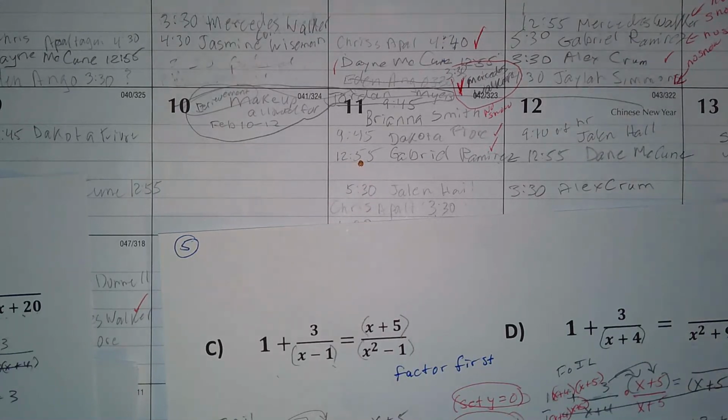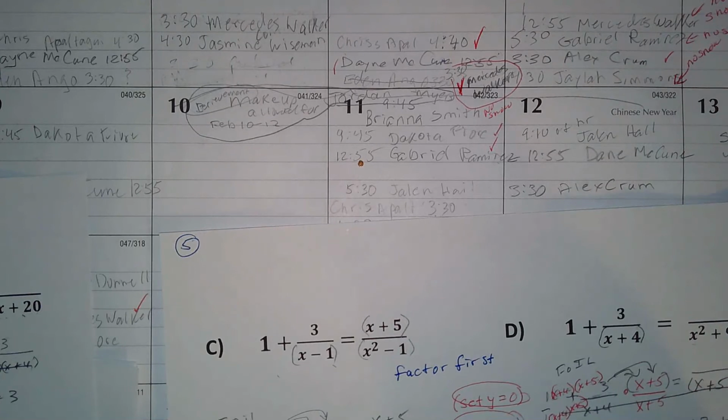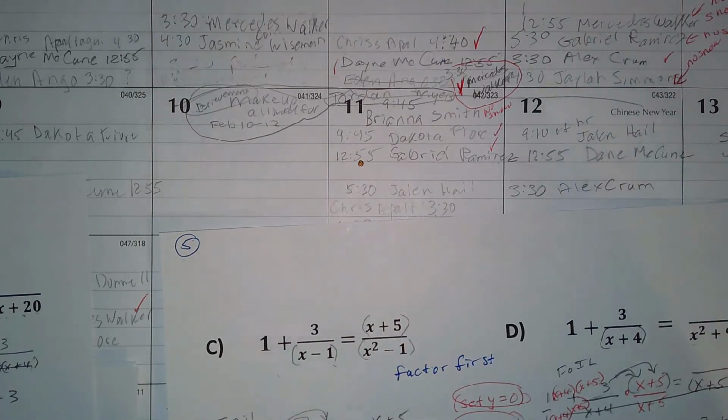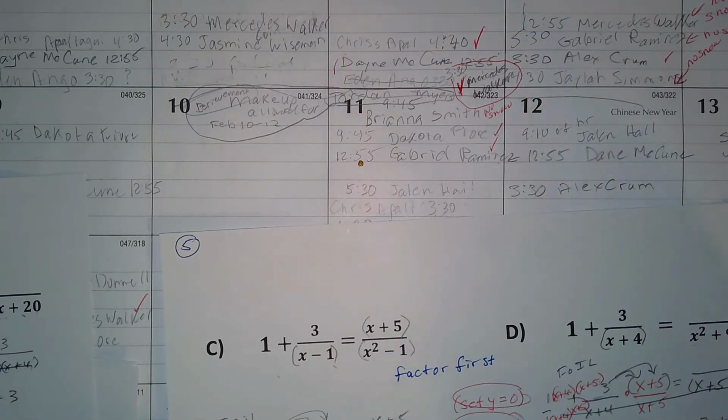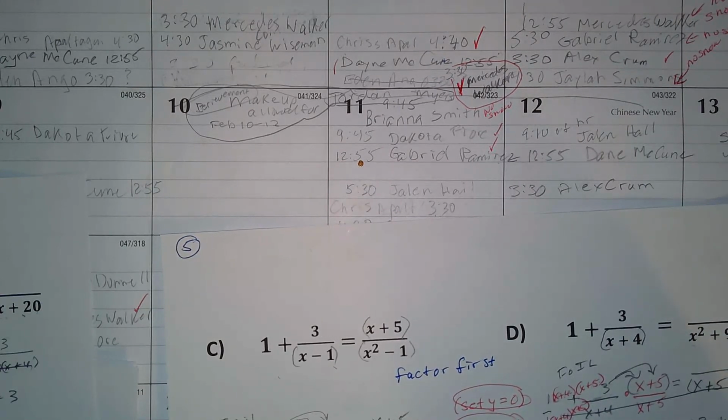So 5x and 4x is 9x and 3x is 12x. So I'm going to have x squared plus 12x plus 20 plus 15. That's 35. And that equals 3. All right.